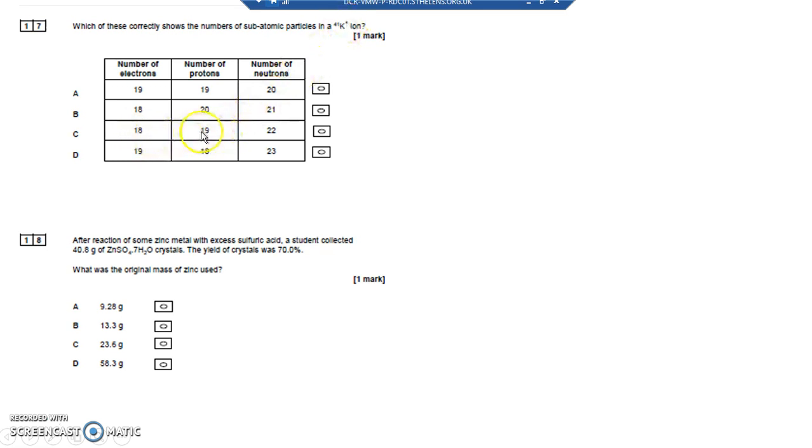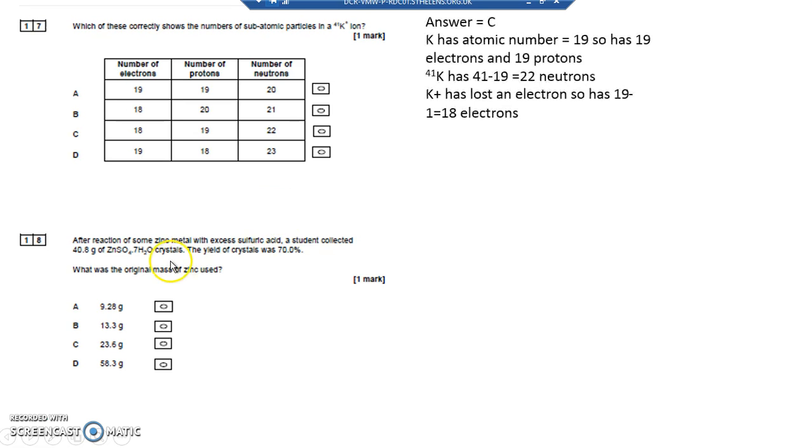So automatically my answer is C. I could work out the number of neutrons by subtracting the 19 from the 41, which would be 22, just to double check, but my answer is C.